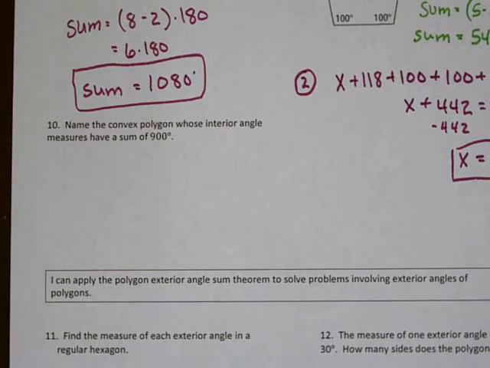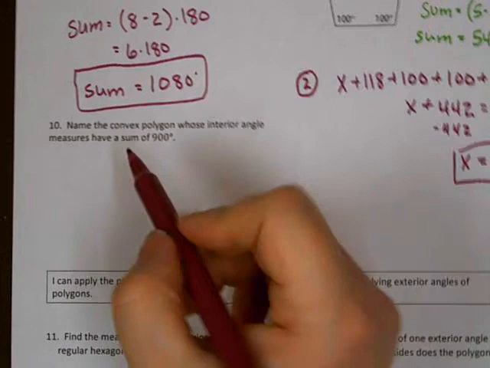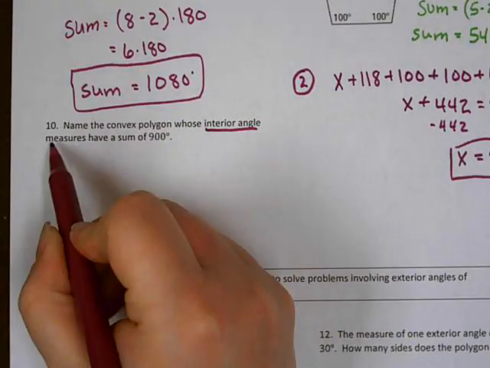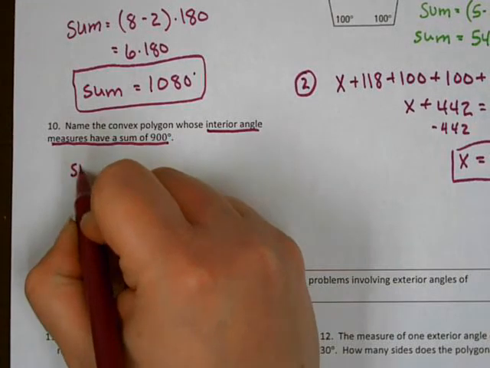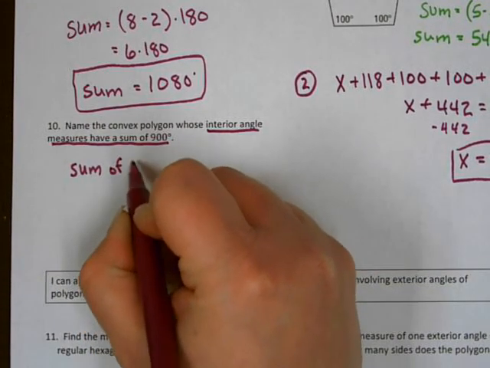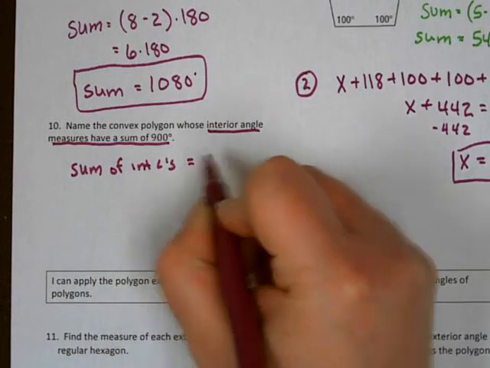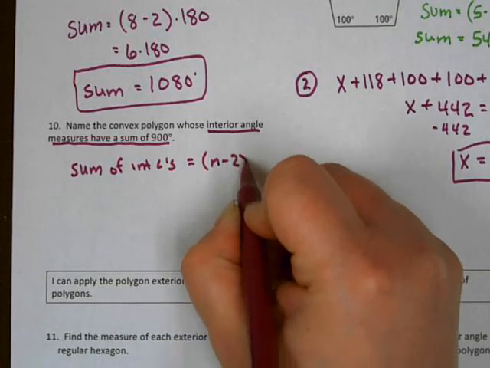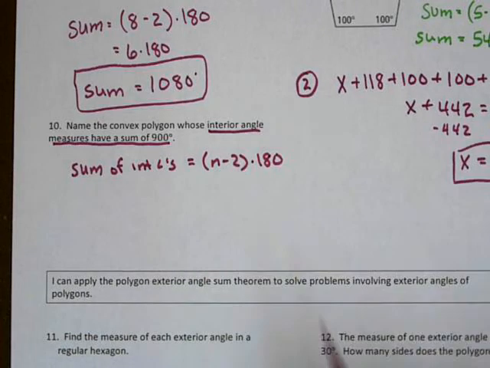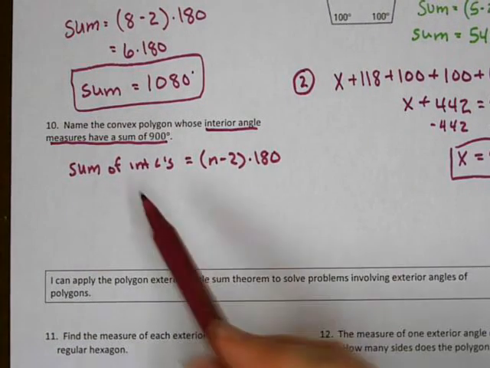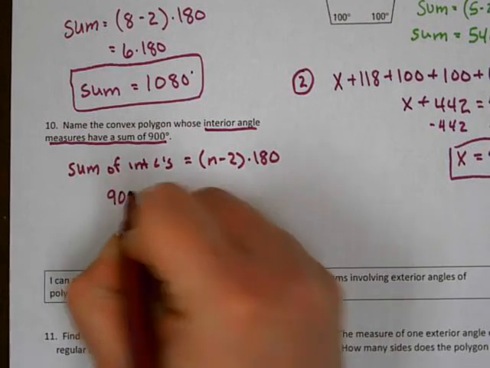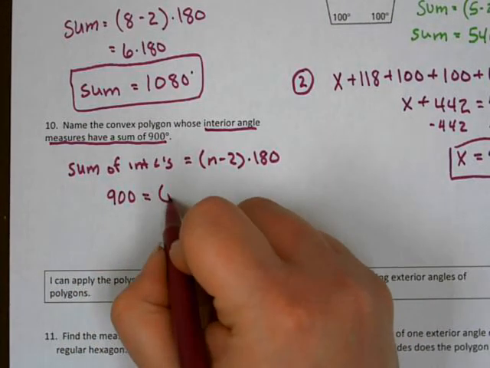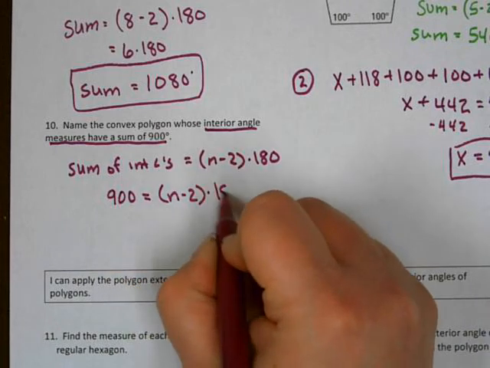Question 10 says name the convex polygon whose interior angle measures have a sum of 900. Well, we know that the sum of the interior angles is equal to n minus 2 times 180. This sum of the interior angles is 900, so I can just go ahead and say 900 is equal to n minus 2 times 180.